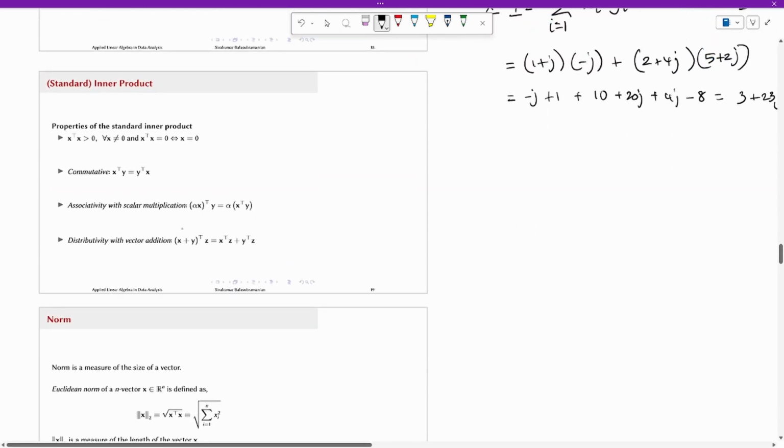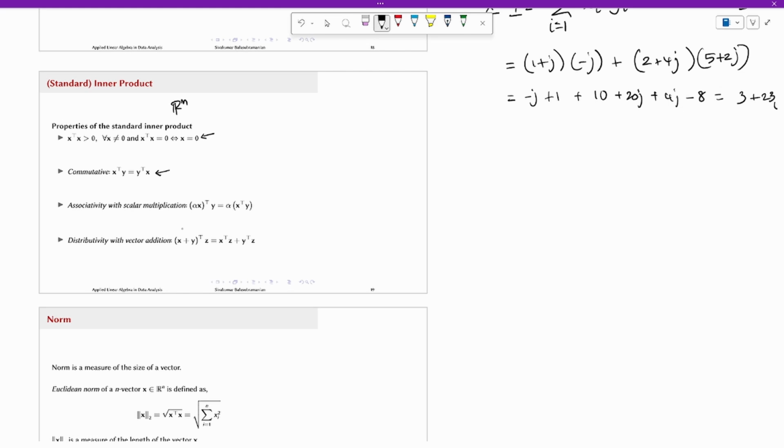We look at some properties. You can take the inner product of a vector with itself. So the properties I have listed here are for Rn, not Cn. If it's Cn, there will be slight differences in these properties, but the principle remains the same. If you take the inner product of a vector with itself, the resulting number will always be positive, unless your vector x itself is a zero vector. If it is the zero vector, then you get 0. So that's what the first property says.